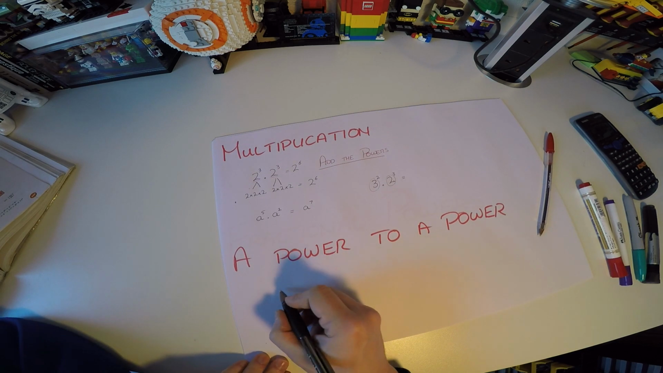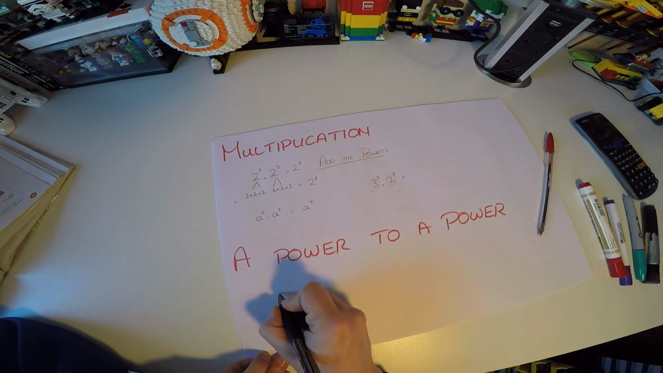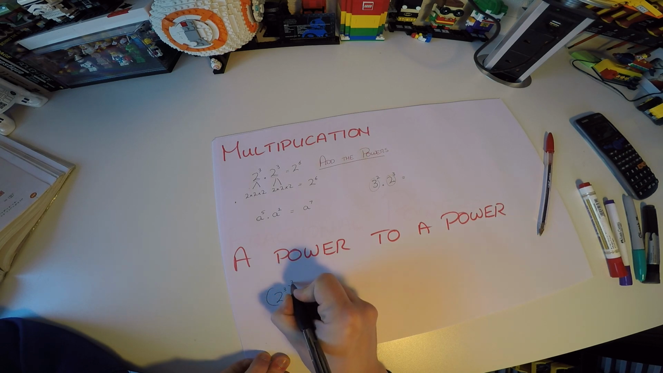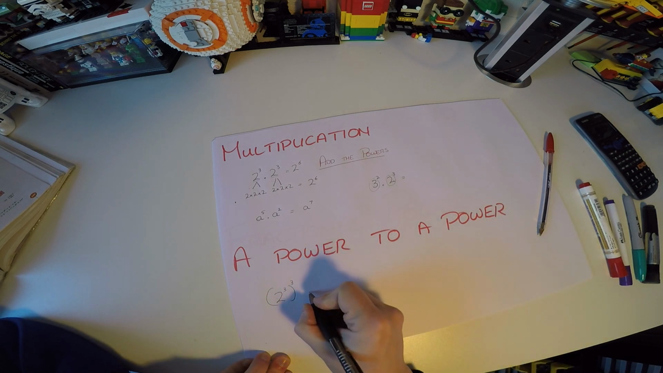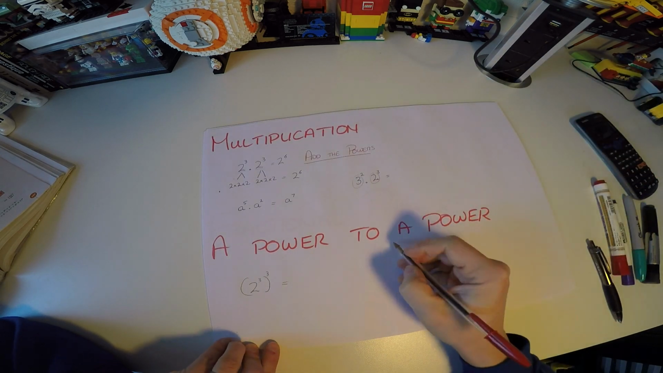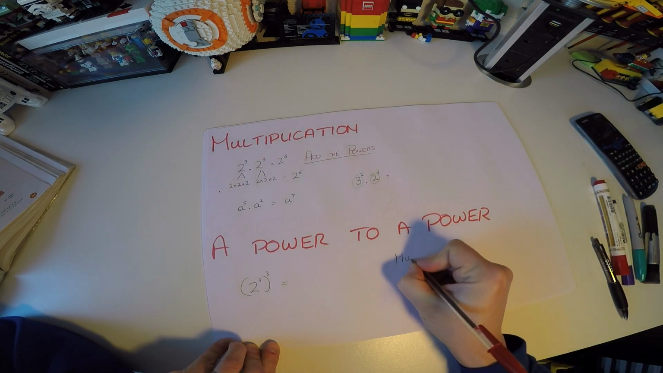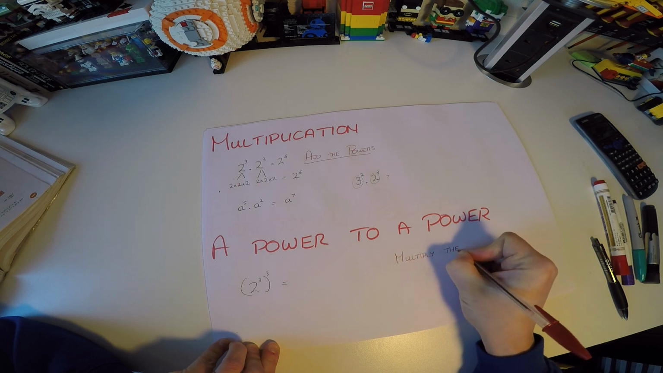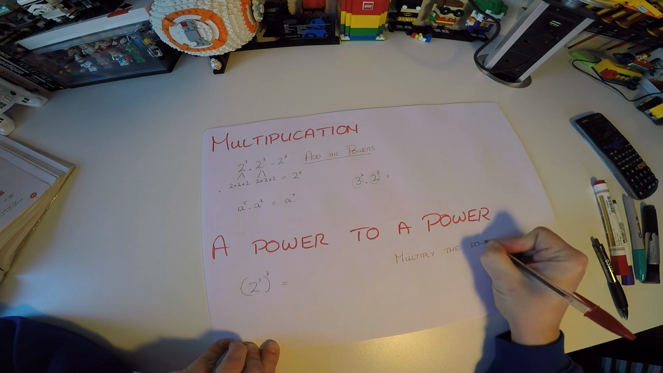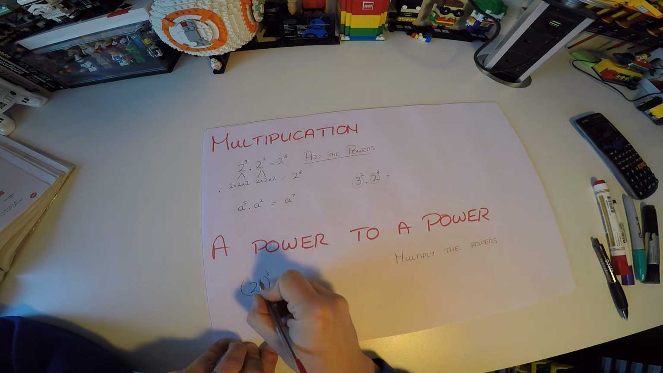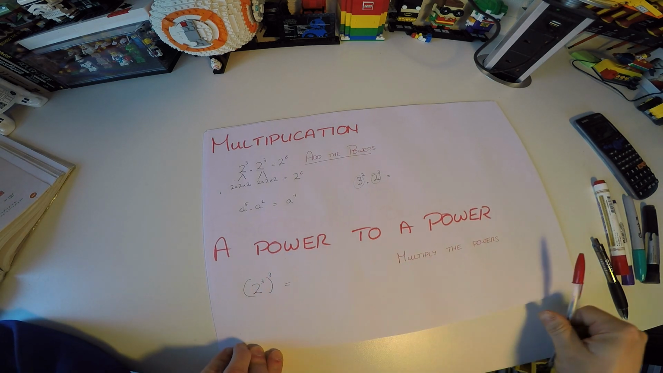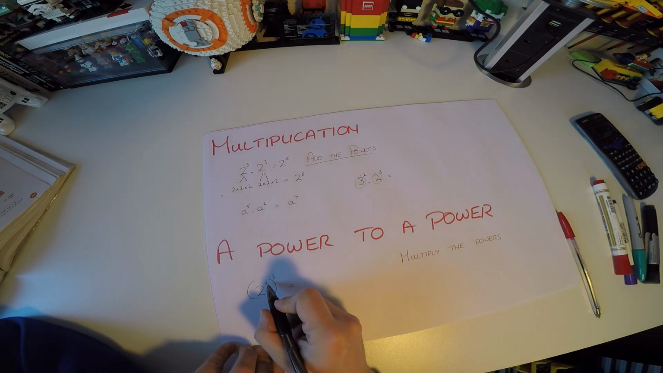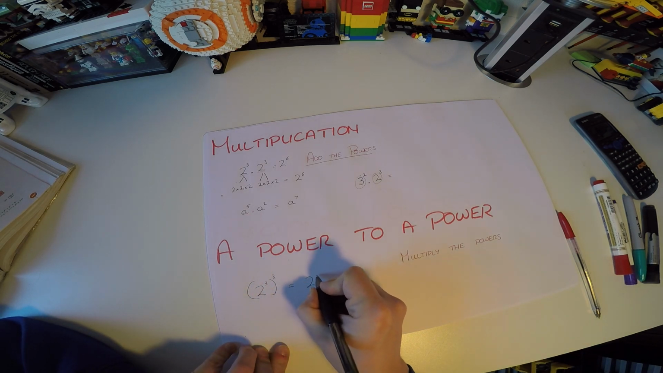Now, what about a power to a power? Well, let's look at a similar example. What about 2 to the power of 3, to the power of 3? Here, we multiply the powers. And often we call powers exponents as well, so you say multiply the exponents, or indices, and this is what the chapter's called, but really we all know them as powers. So here we multiply these, so 3 times 3 is 9, that gives us 2 to the power of 9.